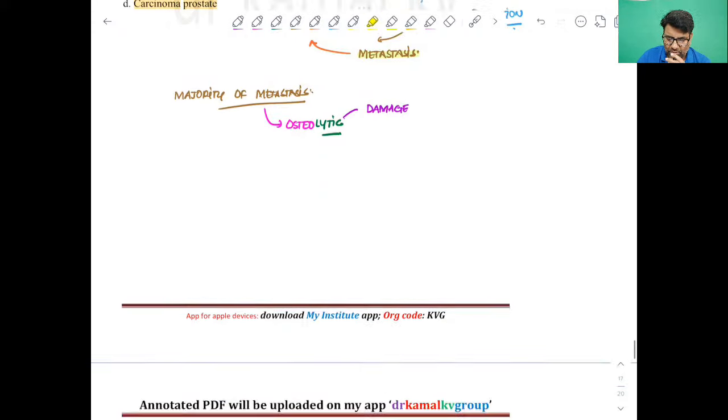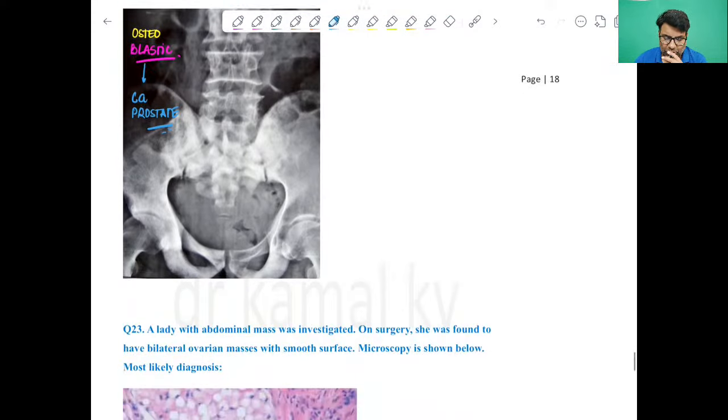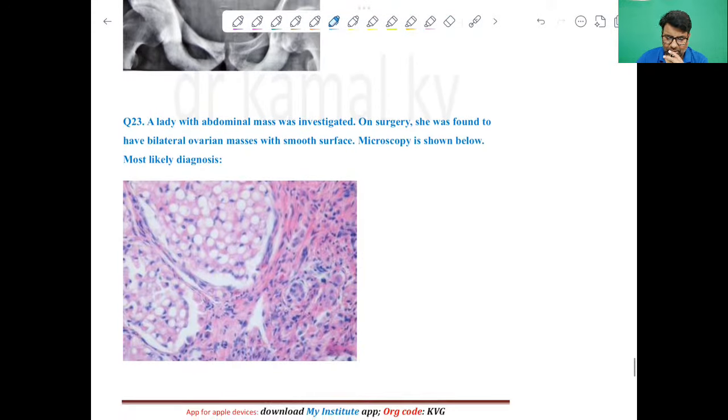If we look at the X-ray here, whatever white area you are able to see here in the pelvis, this is all metastasis, and this is all new bone formation, looking extremely white. So this is all osteoblastic. I am again repeating the word osteoblastic. And for osteoblastic, just remember one tumor, carcinoma prostate. So these are the metastases from carcinoma prostate into the bones.